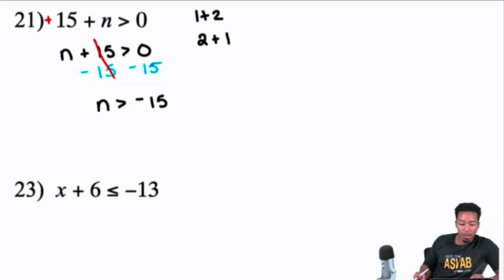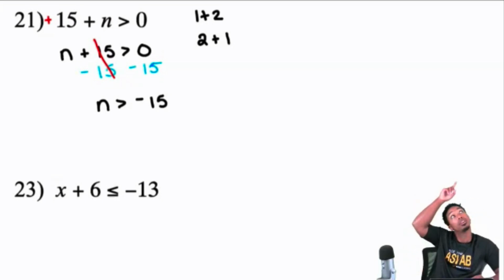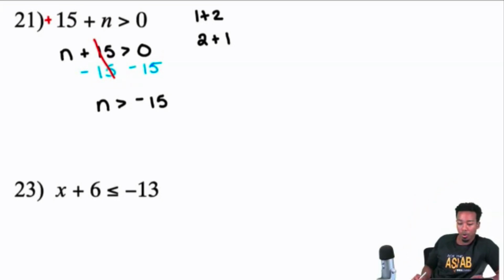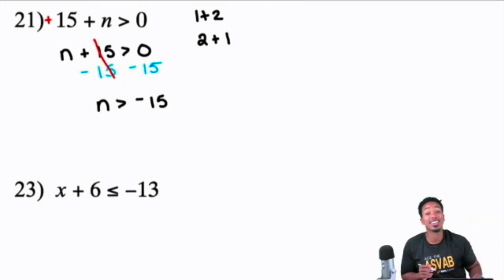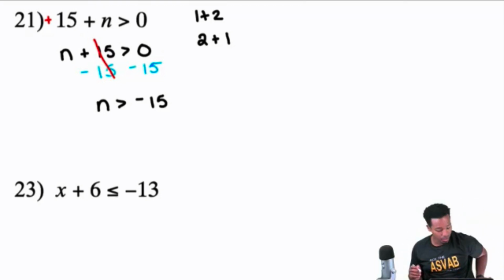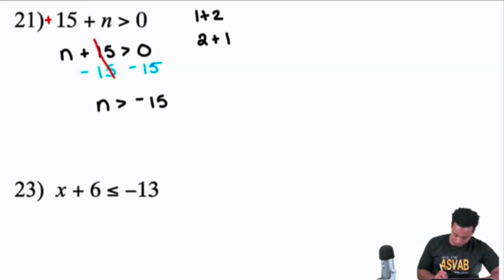I'm going to move forward here to 23, and I'm going to go back to the other corner up here to get the 22 and 24. So everyone, if we take a look at x plus 6 is less than or equal to negative 13, what do we do to both sides to kick this in the face one easy time? Yeah, that's right. We're going to be subtracting 6 on both sides. That is absolutely correct. So here we will subtract 6.